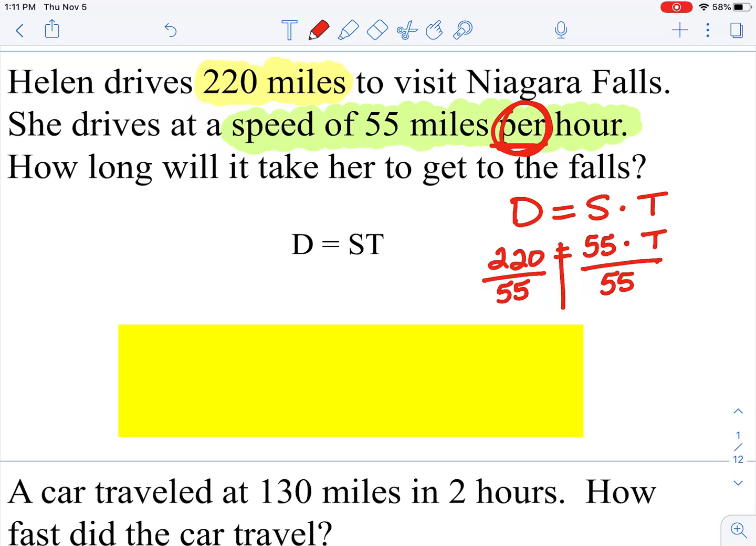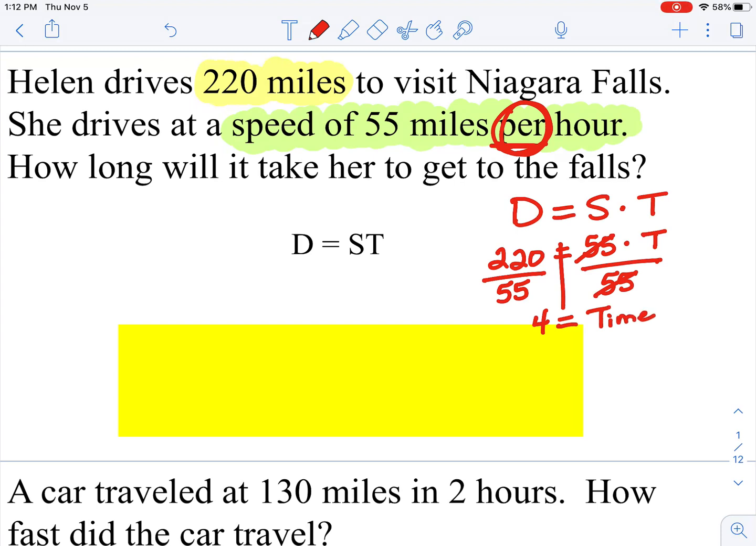So look to your left side. All you have to do over there is the math. 220 divided by 55, which gives you 4. Bring down the equal sign. 55 divided by 55, this right here, that gives you 1. Well, 1T is just the same thing as saying I have T. So we say these divide out and leave me with the T by itself, which T stands for time.